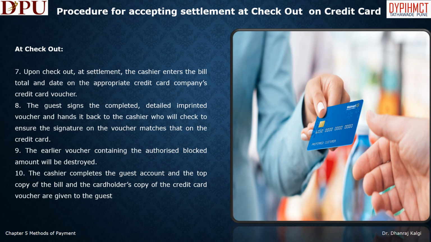9. The earlier voucher containing the authorized blocked amount will be destroyed. 10. The cashier completes the guest account, and the top copy of the bill and the cardholder's copy of the credit card voucher are given to the guest.